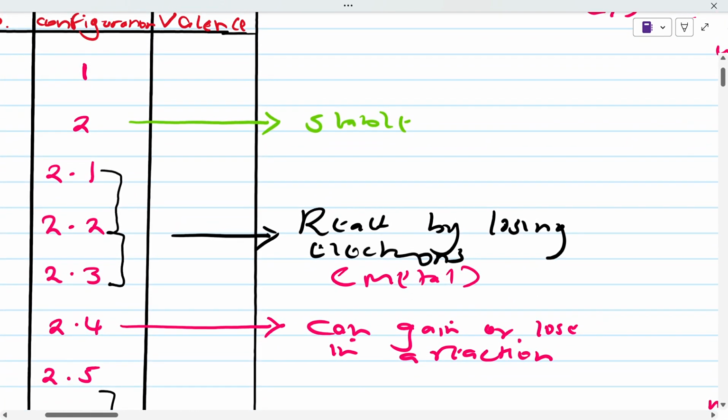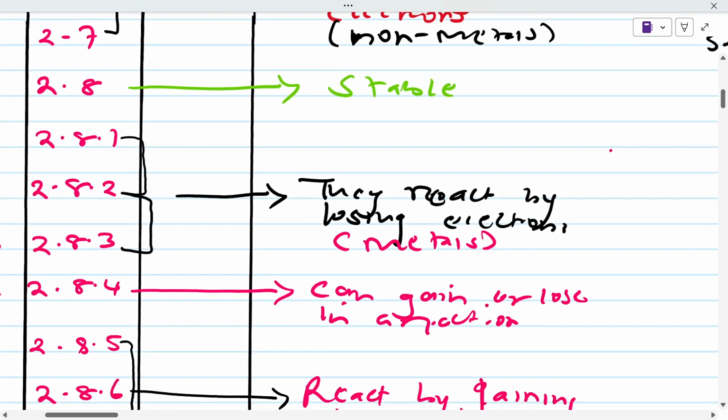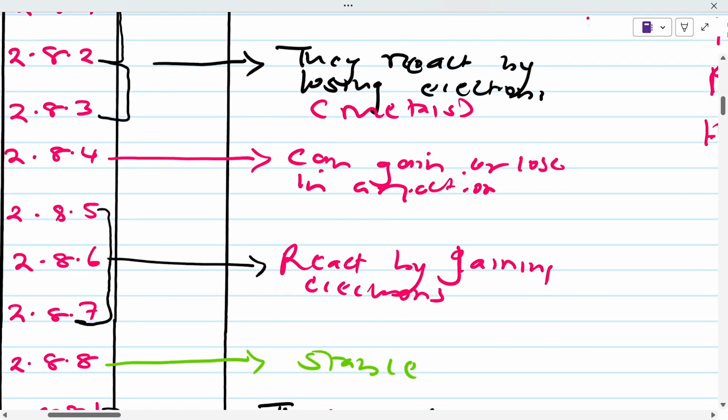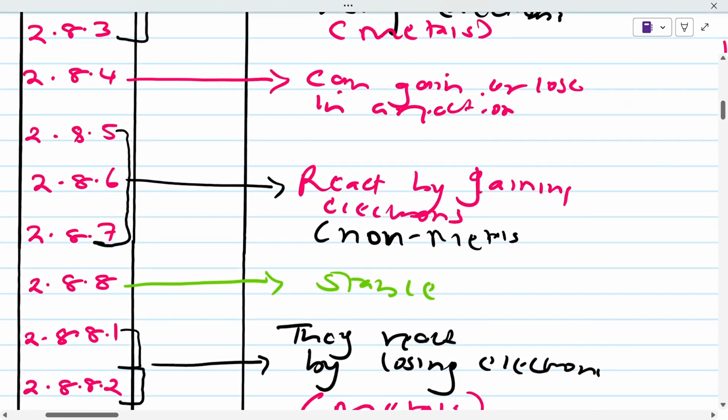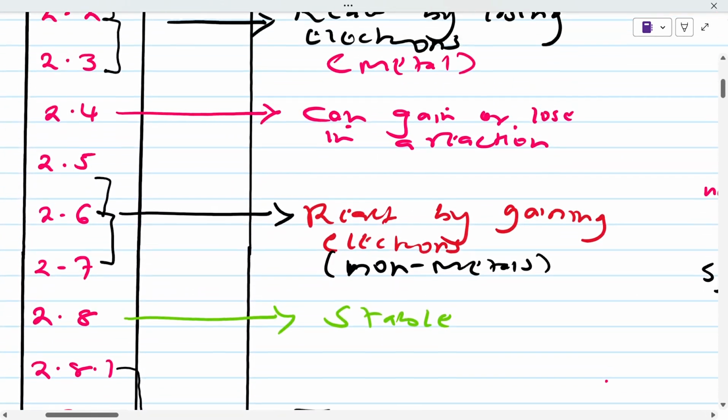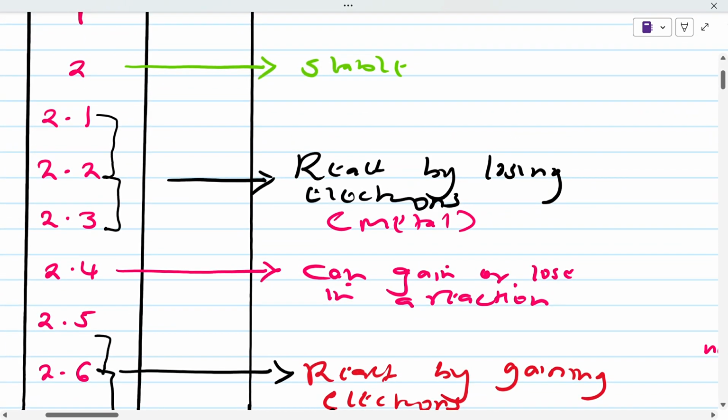So I have those non-metals. Then I have also this group. These ones are also reacting by gaining, so they are also non-metals. Do we have any other non-metal? No. Now, because most of the time, those that have 2-4 and 2-8-4 can react by gaining or losing, their state doesn't really matter most of the time, but when they react, they can either form non-metals or they can form solids or liquids according to the reaction they are involved in.